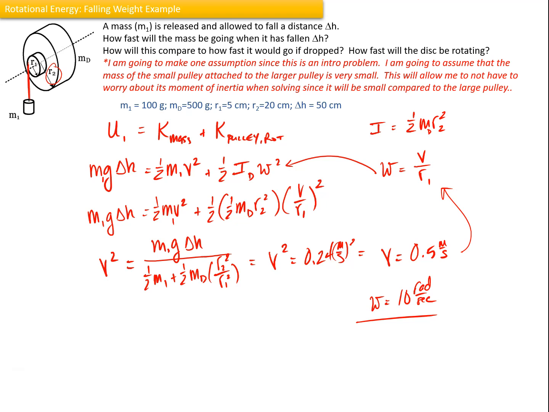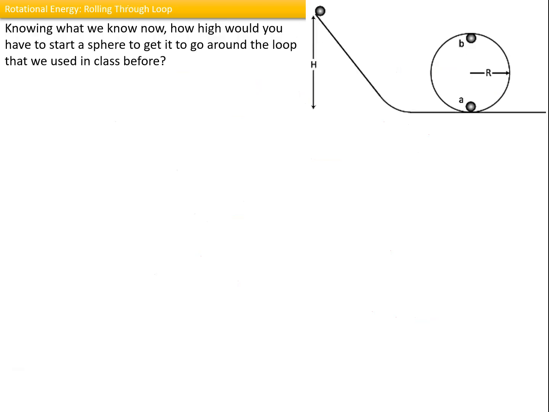Look at the objects that are moving. In this case, the pulley is spinning, so the pulley has rotational energy. The pulley is not dropping, though, so it doesn't have any linear kinetic energy because its center of mass isn't moving anywhere. The only tricky part here was we had to be really careful with these radiuses because they were different this time, so they won't cancel out. Let's try one more situation.